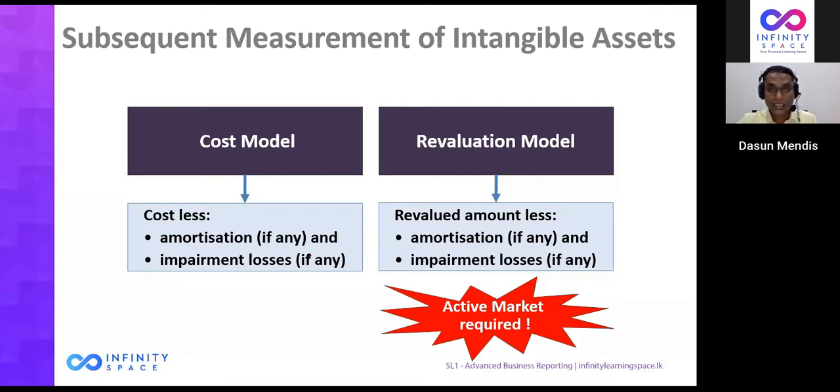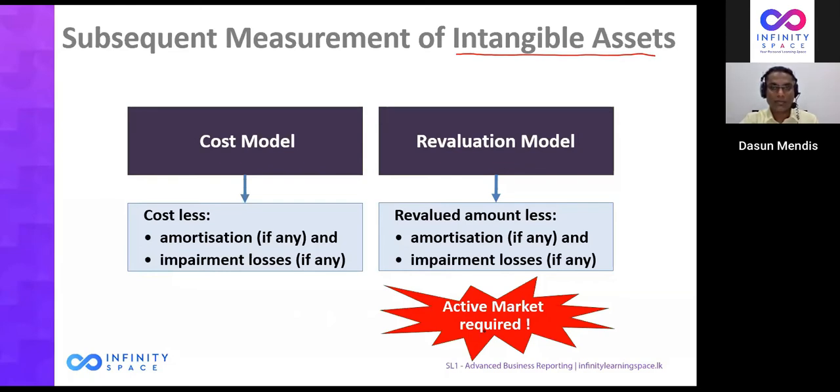But here there is a very important point that you need to understand: for you to use the revaluation model with regard to the intangible assets, you have to ensure that the company is having an active market. Without having an active market, company can't use the revaluation model for the intangible assets.